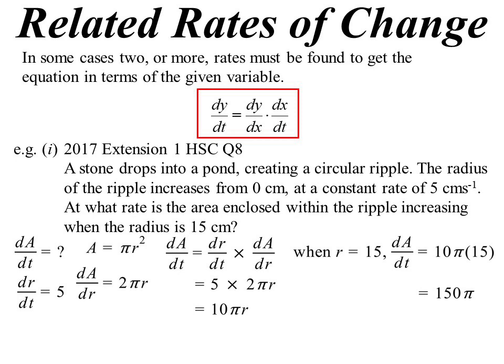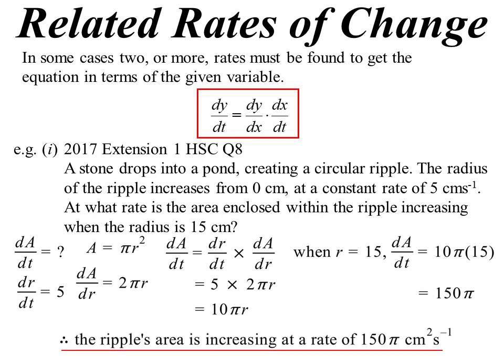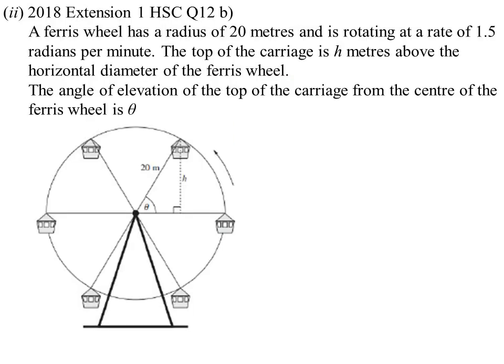So we answer the question, there it is. The ripple's area is increasing at a rate of 150 pi. And the units for this, of course, would be centimetres squared, its area, and per second was the time unit we were using. This one was a nice one.